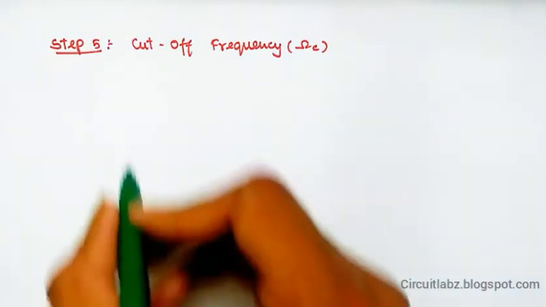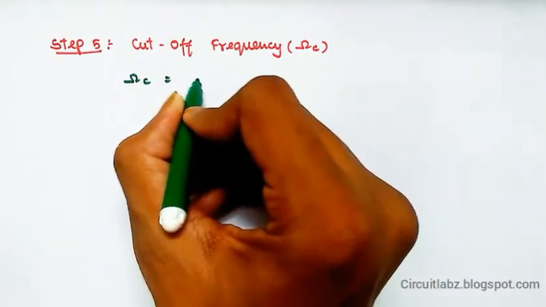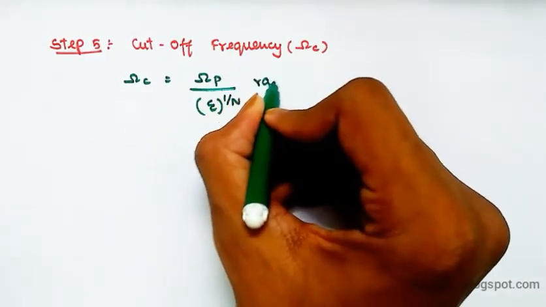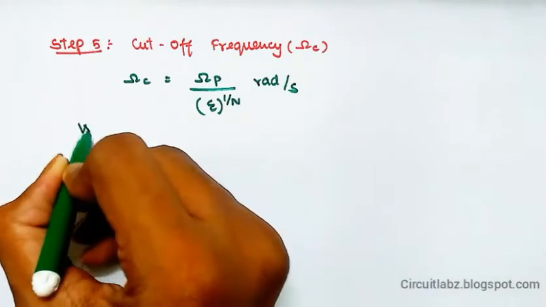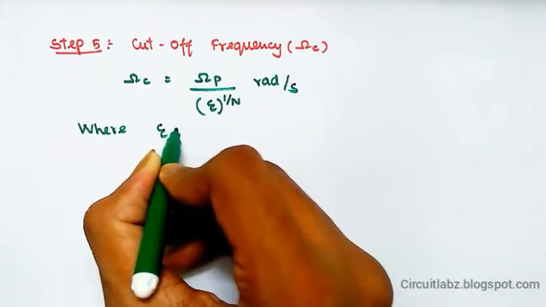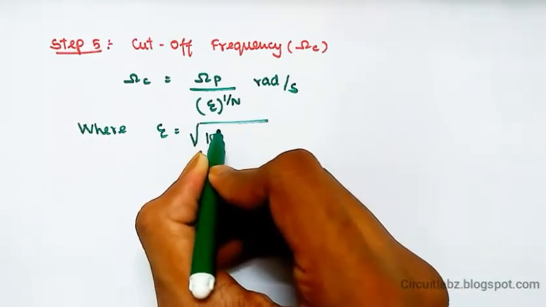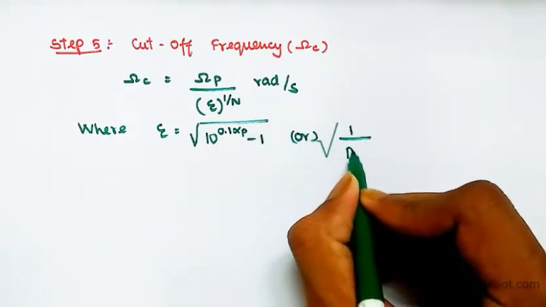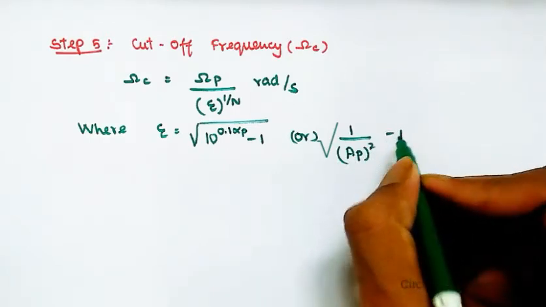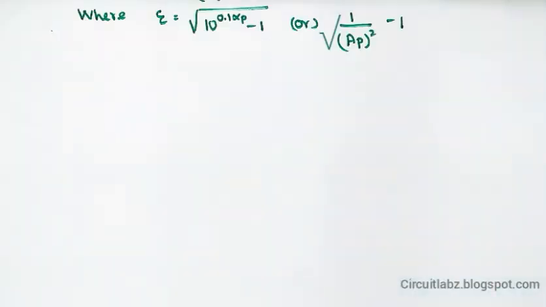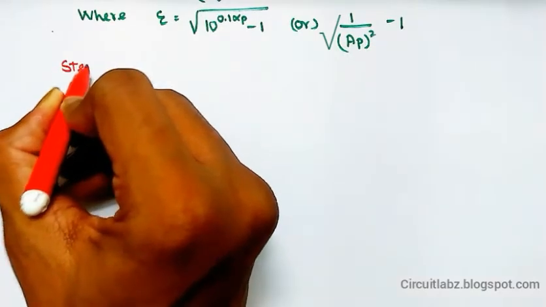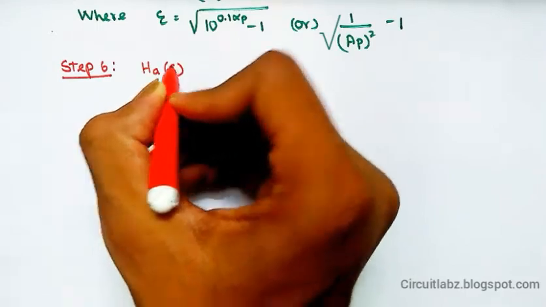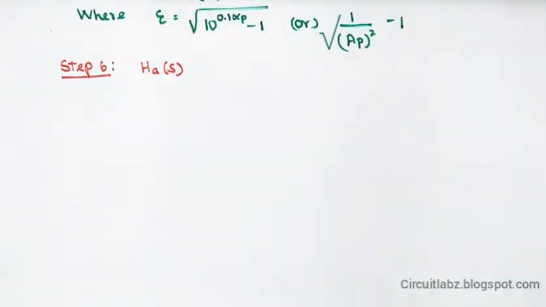To find the cutoff frequency, there is a formula which is given by omega c is equal to omega p divided by epsilon to the power 1 by n. The unit is radian per second, where epsilon we already know is equal to square root of 10 to the power 0.1 alpha p minus 1, or if it is given in the specification as gain, it will be 1 divided by Ap to the power square minus 1.